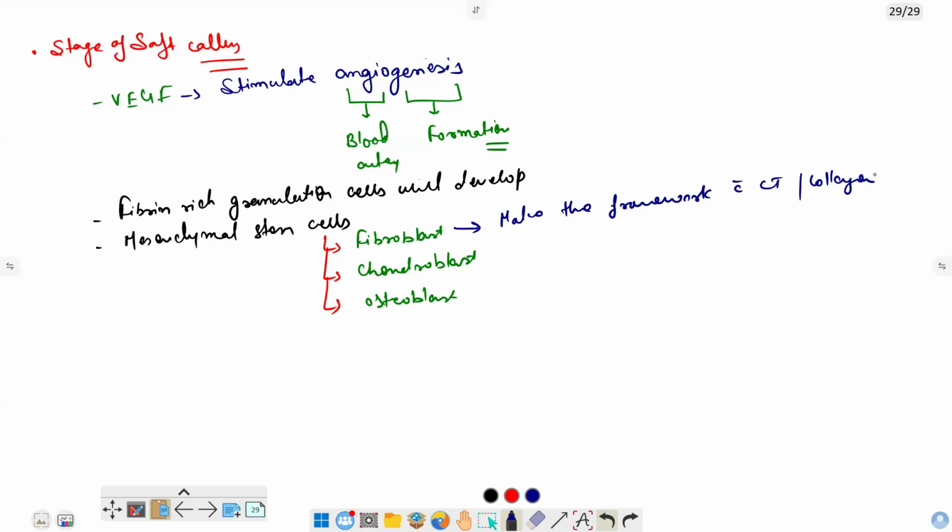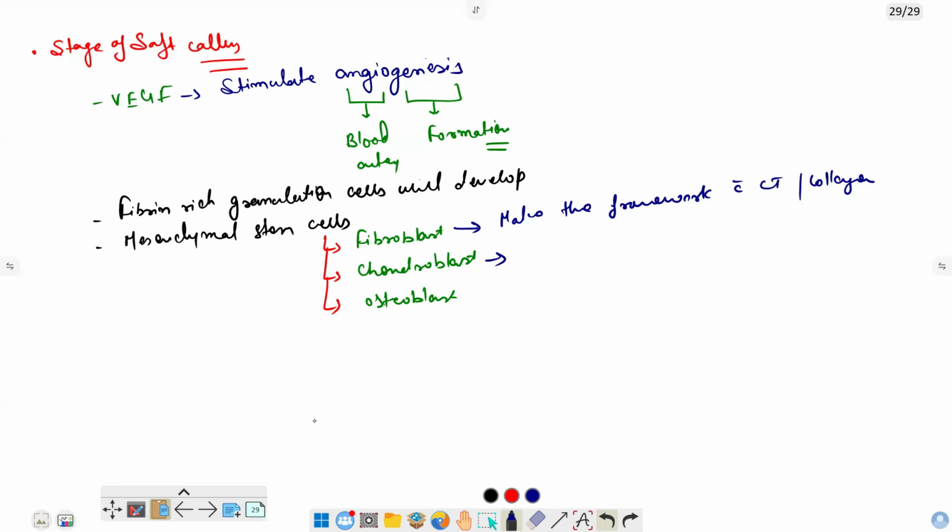Since the bone has been fractured, there will be the need of a framework. For anything, we need a framework, like to build a home or to build a brick. So there will be the need of the framework, and the framework will be formed by the fibroblast cell. Next, the next cell here is the chondroblast.